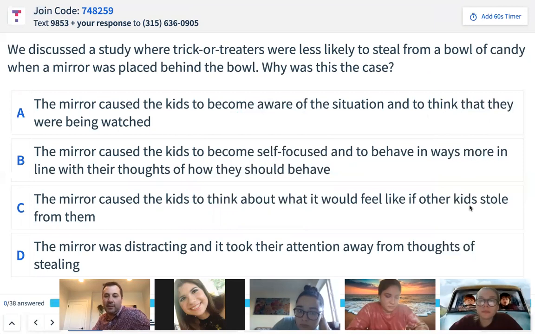A, the mirror caused the kids to become aware of the situation and to think they were being watched. B, the mirror caused the kids to become self-focused and to behave in ways more in line with their thoughts of how they should behave. C, the mirror caused the kids to think about what it would feel like if other kids stole from them. D, the mirror was distracting and it took their attention away from thoughts of stealing.